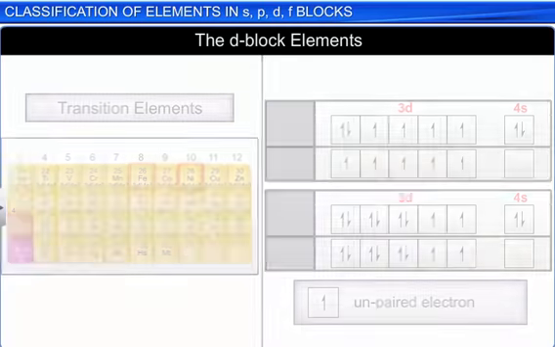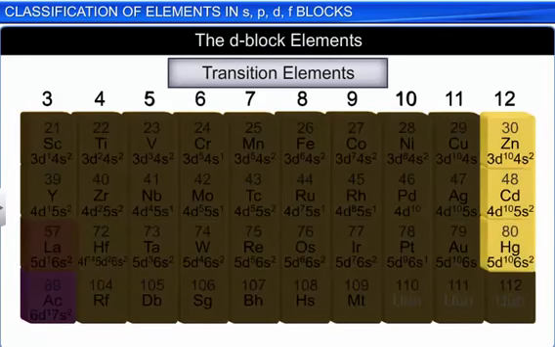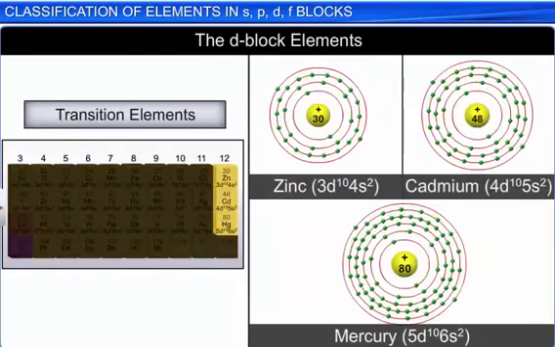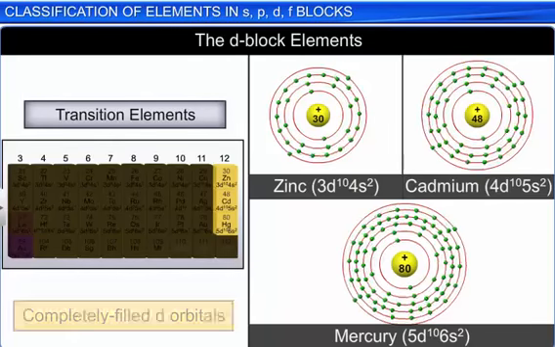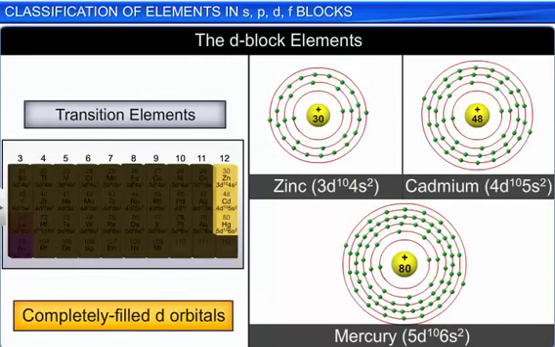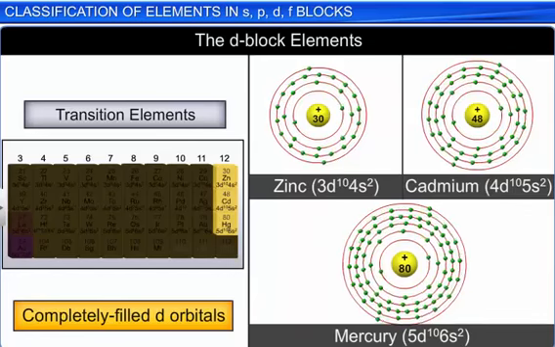It is important to note that zinc, cadmium and mercury are not considered as transition elements, as they do not share the usual characteristics of transition metals. This happens because, unlike other transition elements, these elements have a completely filled d orbital with electronic configuration of (n-1)d10 ns2.